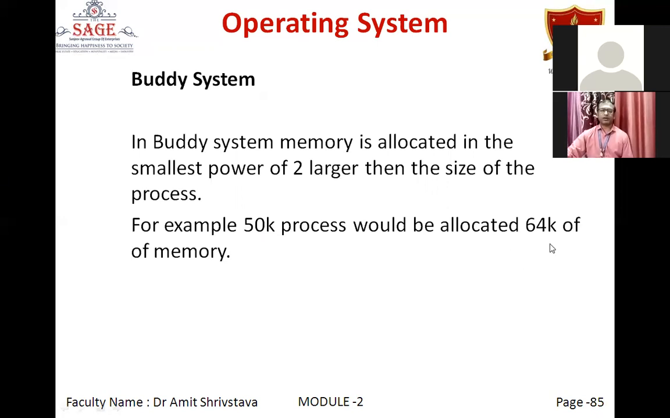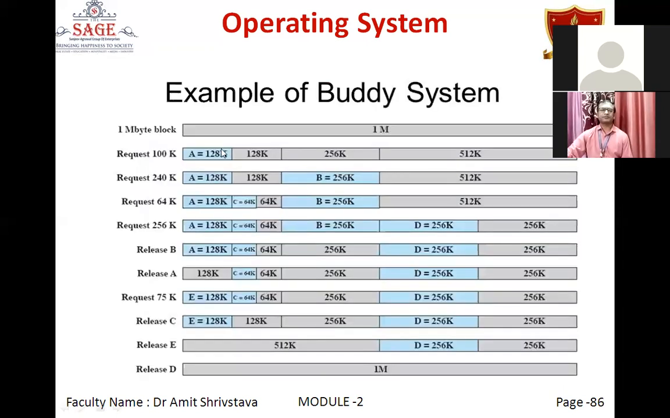So 64K of memory has to be allocated to 50K, right? Because if this is 2 to the power 5, it is 2 to the power 6, because 2 to the power 5 will be giving us 32K of memory, and 32K of memory will not be sufficient for holding the 50K process. So we have to go for the higher side. So the next higher than 32K will be 64K. So this will be allocated to this 50K process.